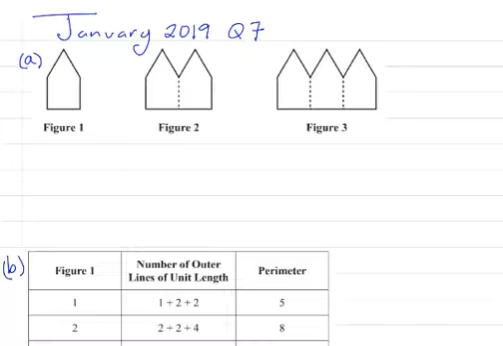January 2019, question number 7. It says, a sequence of figures is made from joining polygons with sides of unit length. The first three figures in the sequence are shown below. Alright, we're asked to A, draw figure 4 of the sequence.